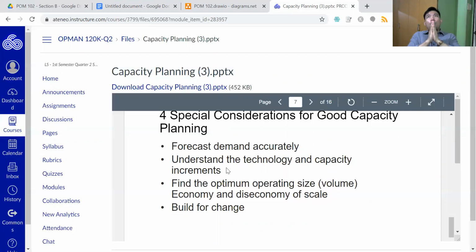And the fourth factor is build for change. One of the things we know for sure is that we can't really predict demand that accurately. Yes, historical data allows us to reduce that uncertainty, but at the end of the day, you still can't say it with 100% accuracy. So you have to build your process in such a way that it can change rather quickly.